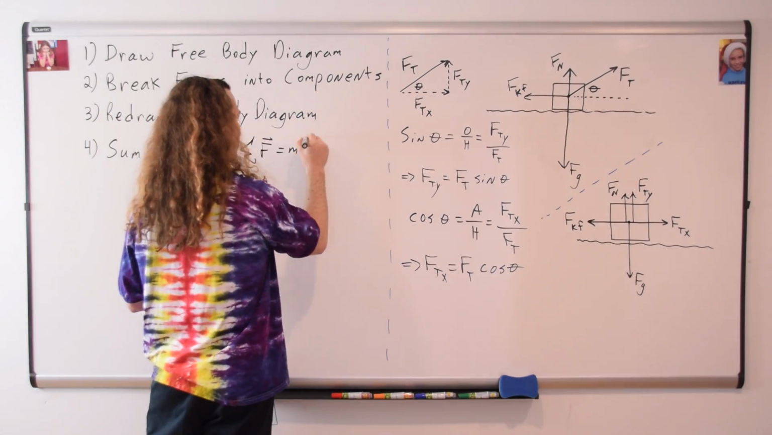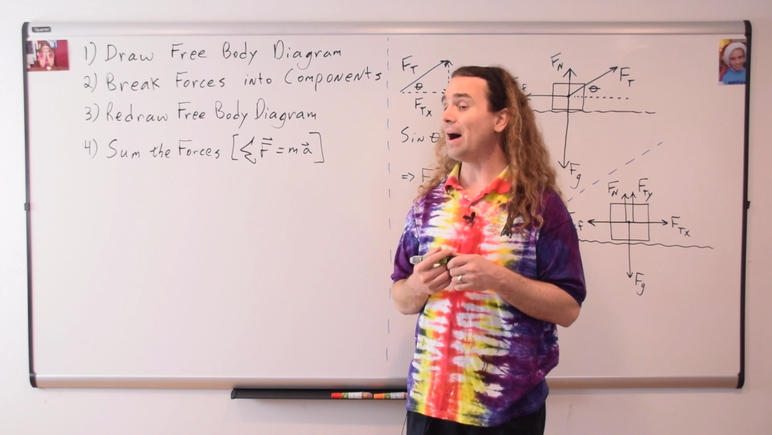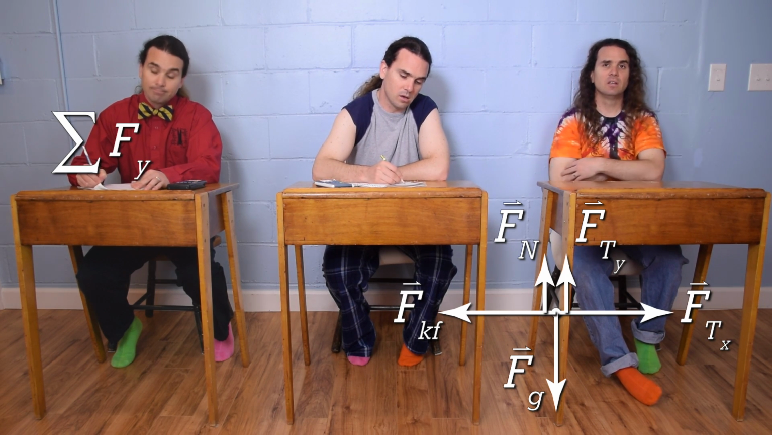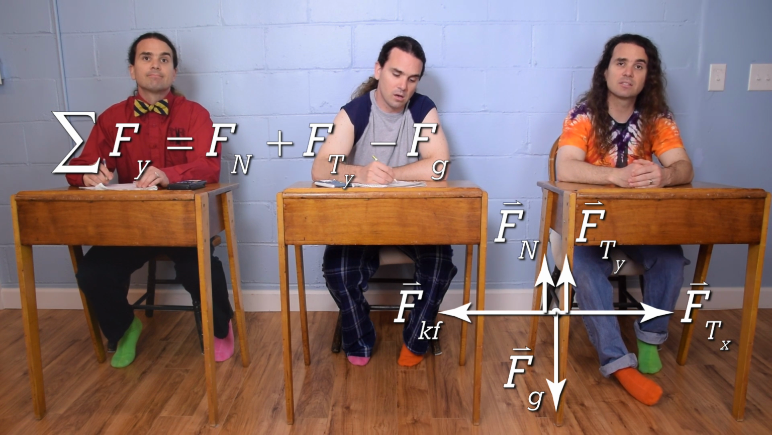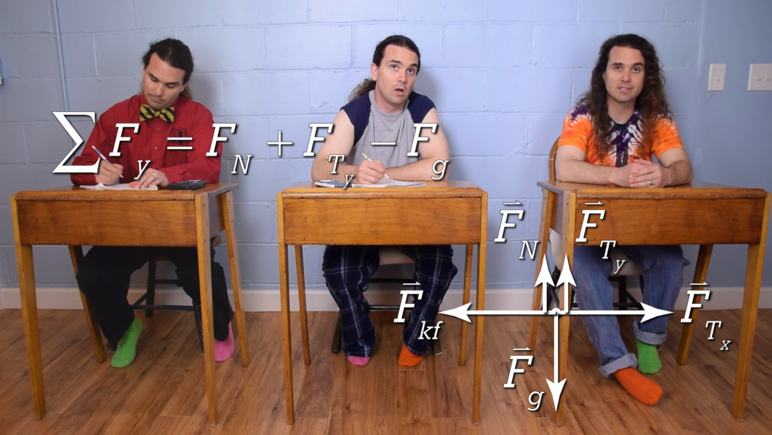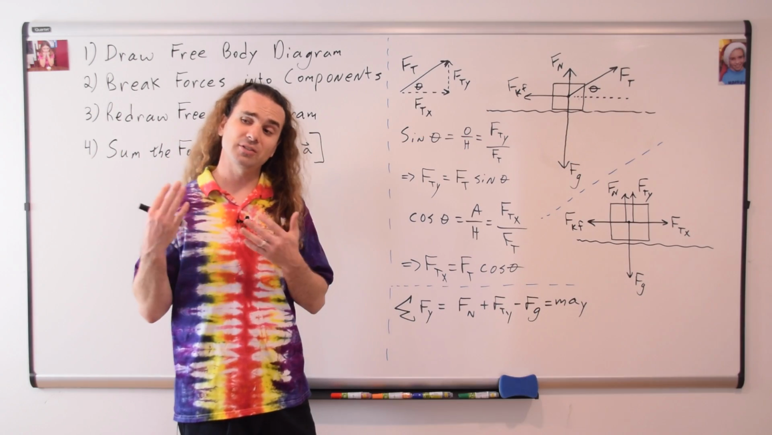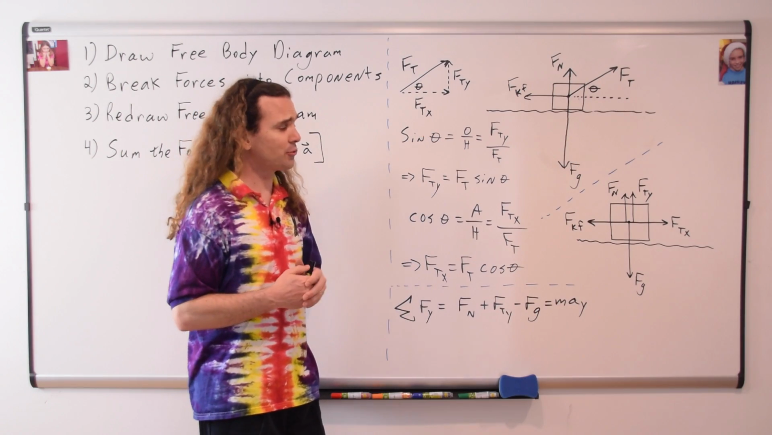Step 4 is to use Newton's second law and sum the forces. Bo, could you please sum the forces in the y direction? The net force in the y direction equals the force normal plus the force of tension in the y direction minus the force of gravity because it's down, which then equals mass times acceleration in the y direction. Bo, do you see how easy that was because we redrew the free body diagram?